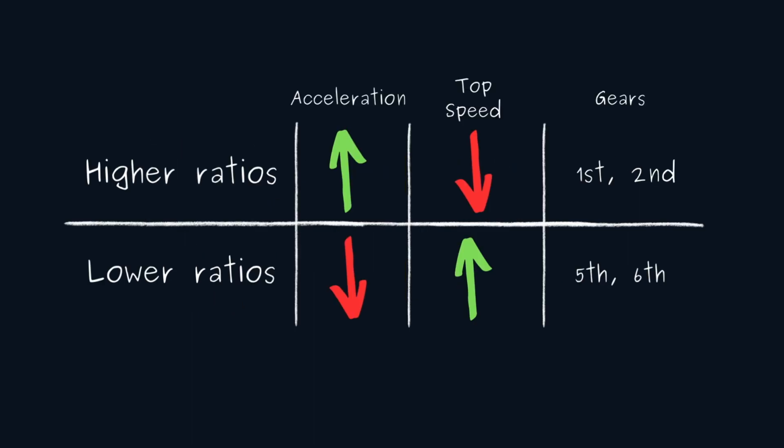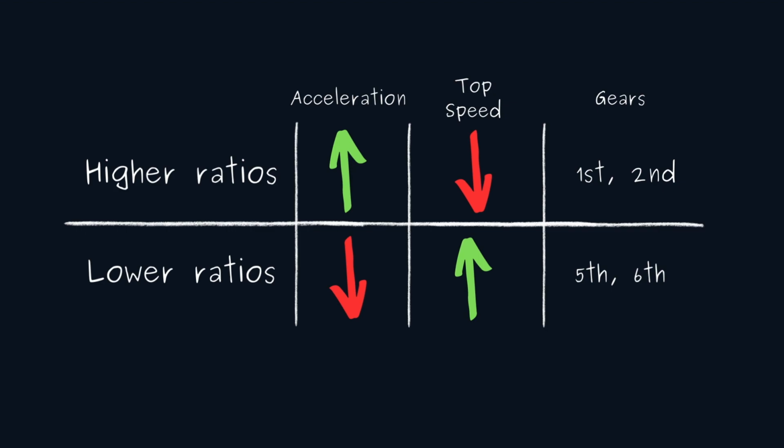So, as a high-level summary, the higher the ratio, the easier it is to turn, and the quicker the car will accelerate. But this comes at the cost of having a lower top speed because you need more turns of the engine for one turn of the wheel, and there's only so fast the engine can turn before you hit your rev limiter. These ratios will be used for gears like first and second, where acceleration is most important.